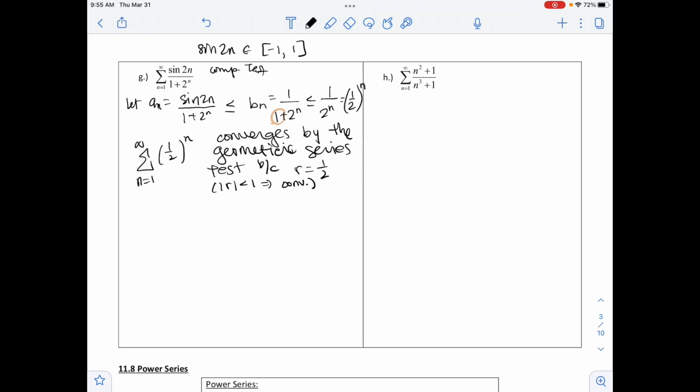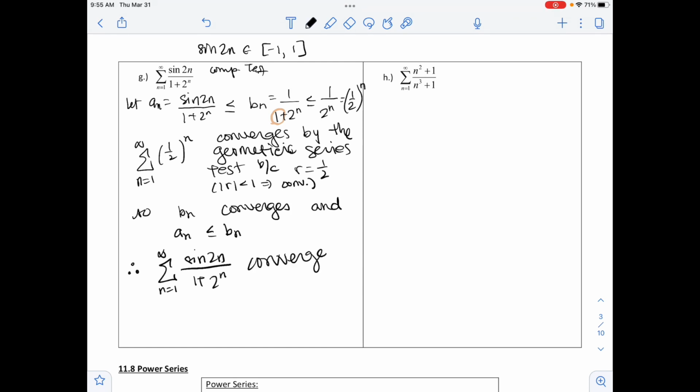And so since b sub n converges, and a sub n is less than or equal to b sub n, we can use the comparison test, and that says that therefore the sum from n equals 1 to infinity of sine of 2n over 1 plus 2 to the nth power converges also. And this is by the comparison test.